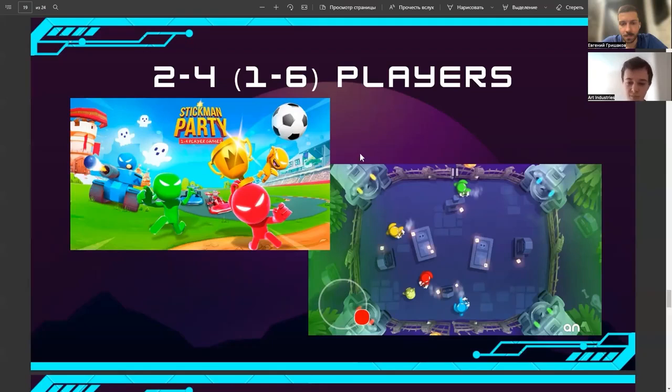So games for 2 or 4 players. For example, here we have a Stickman party game. It's called that. For 1 to 4 players. So you can play with bots alone. You can play with friends. There's a lot of mini games. For example, the view from the top. A man sits down at the corner of his tablet or phone. He moves his finger. His character does something. Running away from a ghost. There's all sorts of mini games.